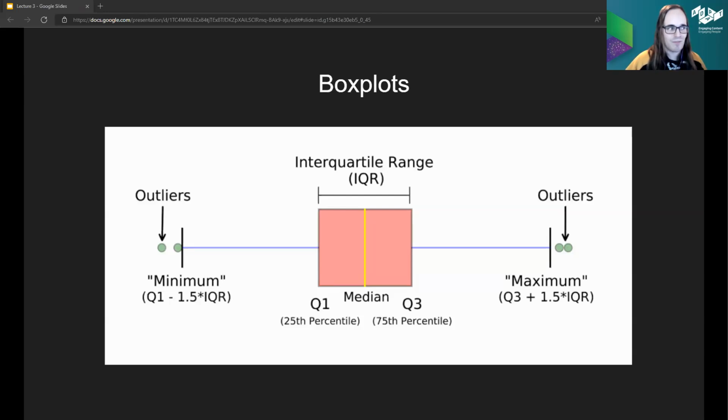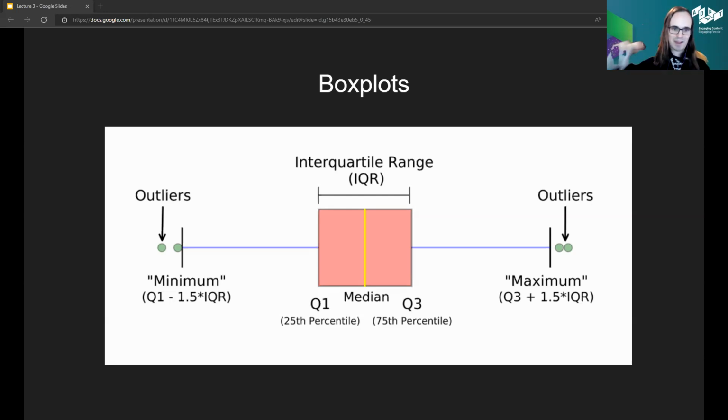Here's a labeled version of a box plot. So when you draw a box plot, or when R or whatever other statistical program you're using draws a box plot for you, it draws a box with lines at the upper quartile and the lower quartile, and one more line right at the median.